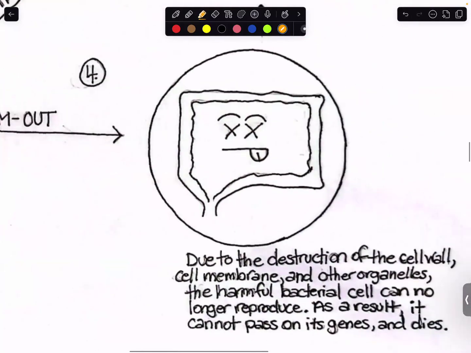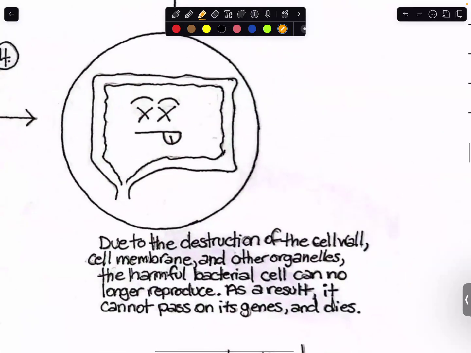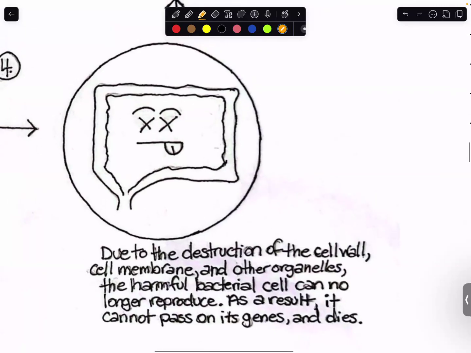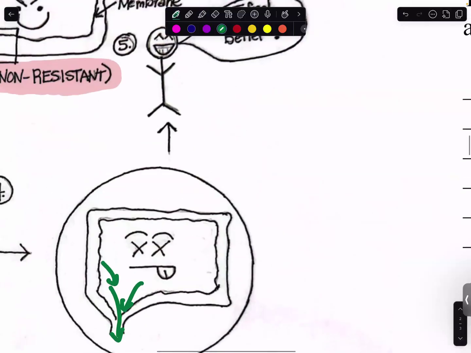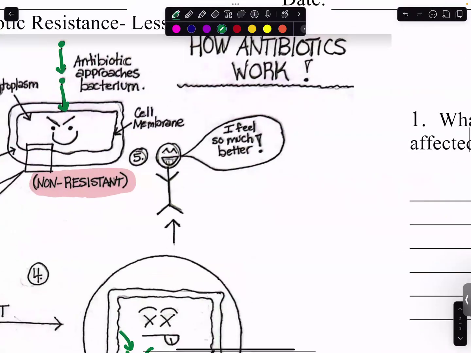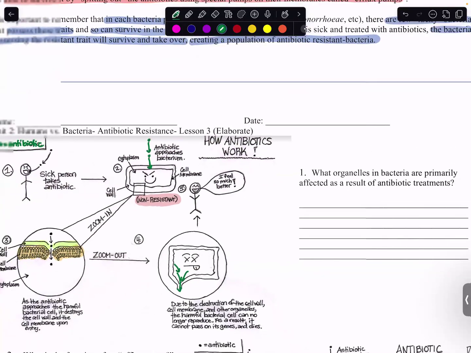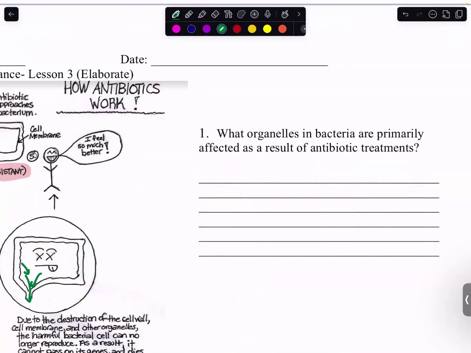And if we zoom back out, due to the destruction of the cell wall, cell membrane, and other organelles, the harmful bacterial cell can no longer reproduce. As a result, it cannot pass on its genes and it dies, right? So things are going to start to leak out, right? That's not great for the bacteria. Leading to 5, which is I feel so much better. This person feels so much better. Why? Because the antibiotics are working. It's killing these bacteria, right?